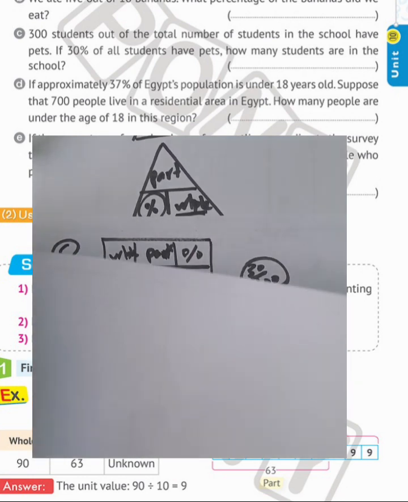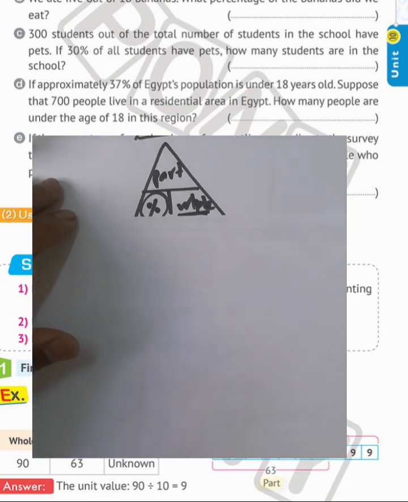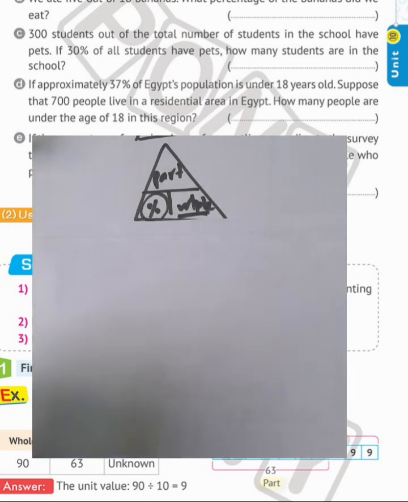If approximately 35% of Egypt's population is under 18 years old, suppose that 700 people live in a residential area in Egypt. How many people are under the age of 18 in this region? Okay, we want to find the part. He gives us the total. The total number was 700 people who live in a residential area in Egypt.